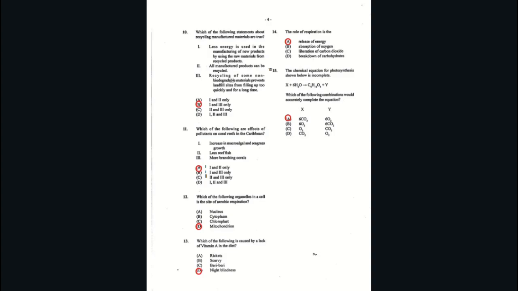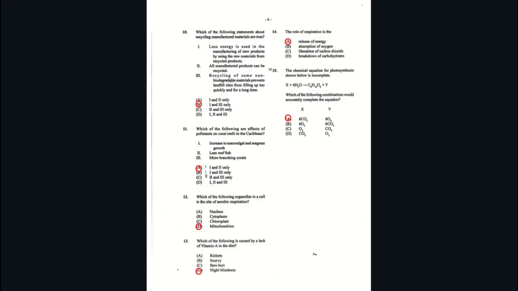And number 14, the role of respiration is the release of energy. That's basically what the role of respiration is, and we know that respiration is basically the opposite of photosynthesis. So now number 15. Number 15 says the chemical equation for photosynthesis shown below is incomplete. Which of the following combinations would accurately complete the equation? Now, everyone should know the formula for photosynthesis, and basically it is CO2 plus H2O, with sunlight over chlorophyll, producing glucose, and then we're going to produce oxygen, right?